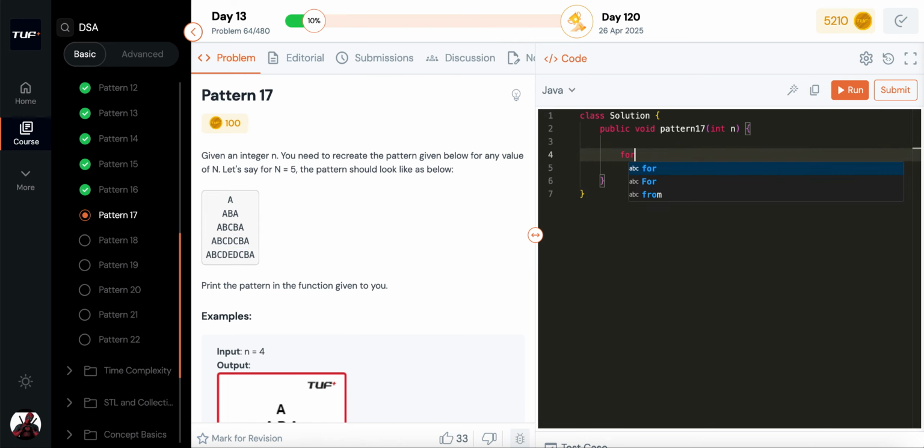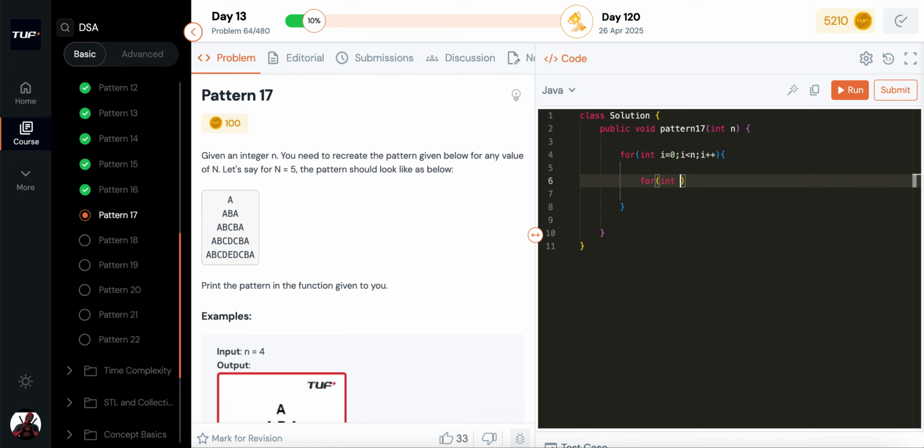Getting complicated. Okay, so first is int i equals 0, i less than n, i plus plus. This tells us how many lines we'll be using. So for 5 we have 5 lines of print statements here. We'll first plan for spaces, the initial leading spaces in front of the first line.